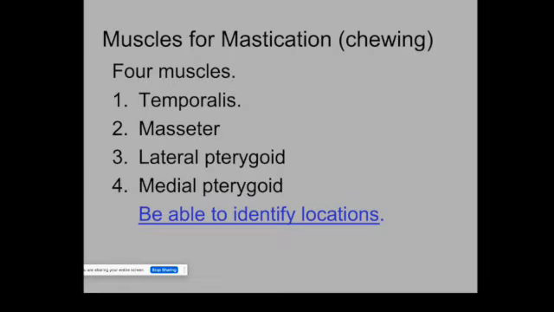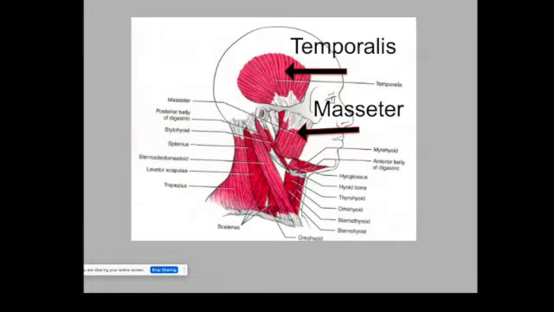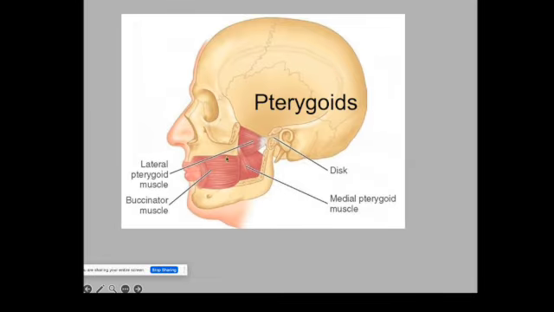And now we have muscles for chewing, which we'll go over pretty quickly because we know that they can move our jaw. I'm not going to ask you too much about these, but they're called the temporalis, the masseter, lateral and medial pterygoids. The P is not pronounced in pterygoids. So I said be able to identify the locations. There's the temporalis and the masseter. See, these are the pterygoids to be able to move our jaw.